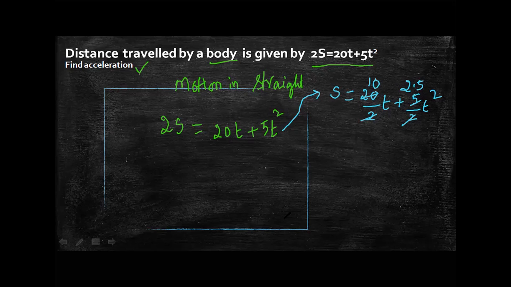Did you understand, sir? Yes, sir. So now s is equal to 10t plus 2.5 t square. This is the displacement I have now. I just simplified the equation to this form.